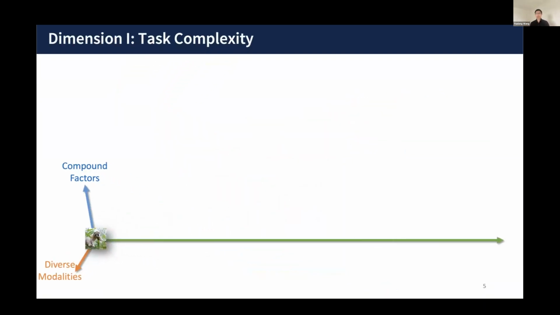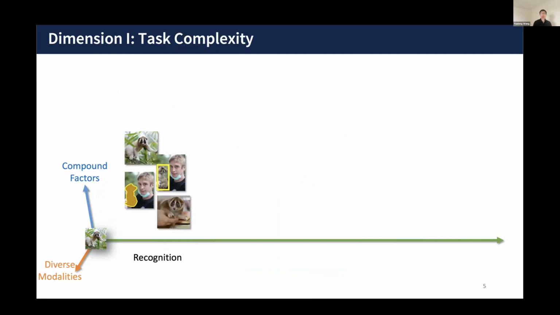First, the tasks become increasingly complex. Starting from classification, we would like to address how to localize, detect, and segment novel objects and recognize their actions and interactions from limited data.